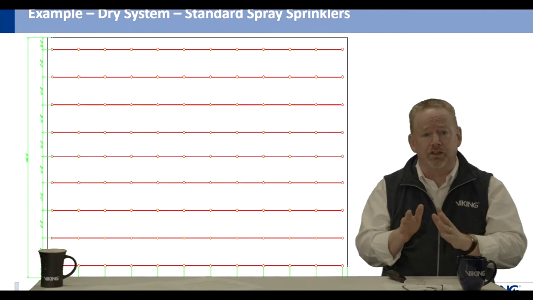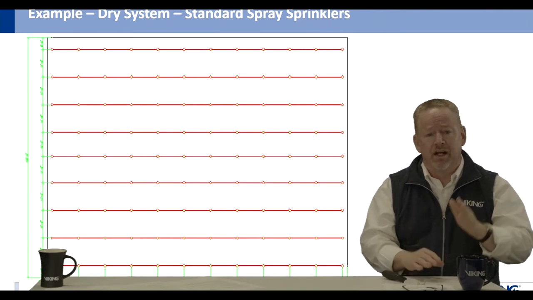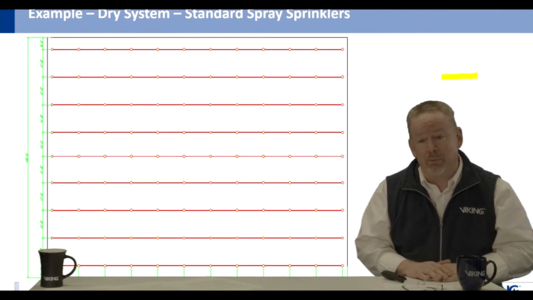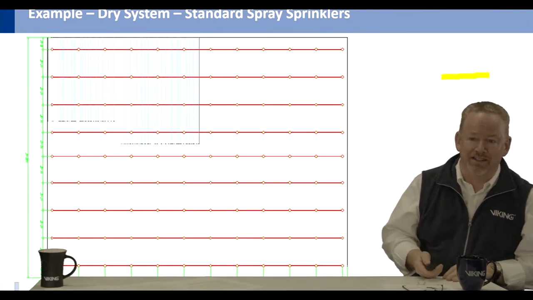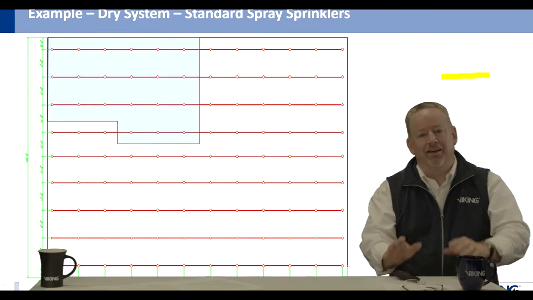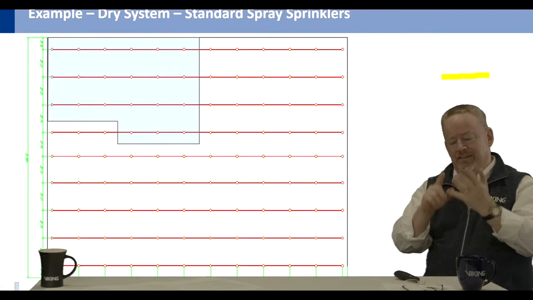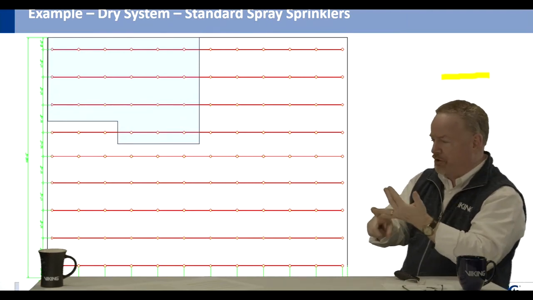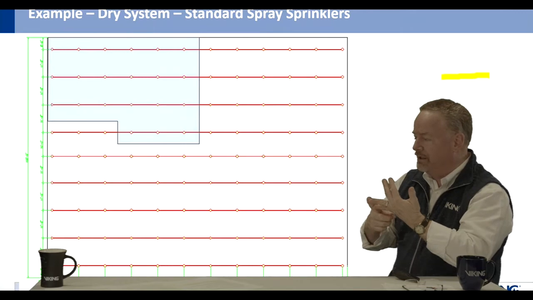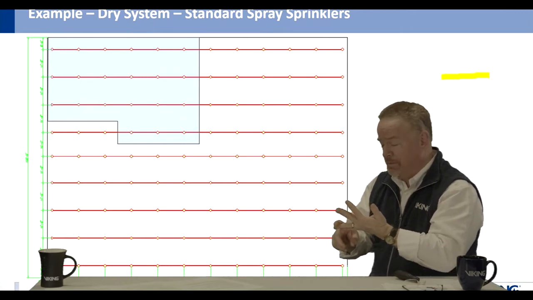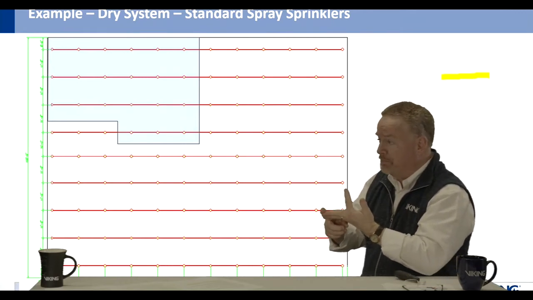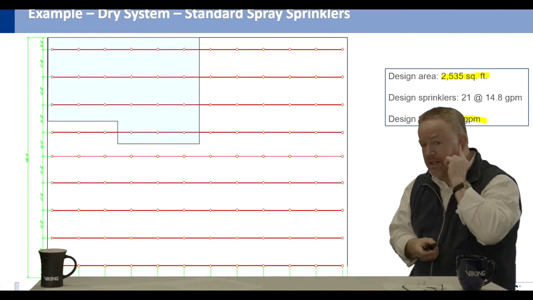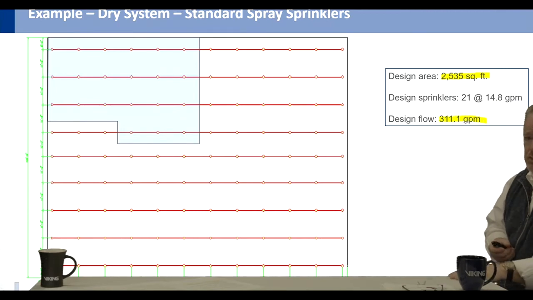So let's just take a look at what we got here. I've got a building that is 100 feet wide. I'm protecting it with 9 branch lines. By the time we take into account a 1,500 square foot area, a 30% increase because it's a dry system, and another 30% because it's a sloped ceiling, we're up to a design area over 2,500 square feet.